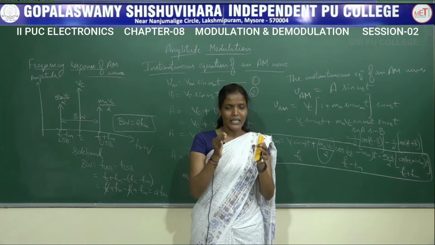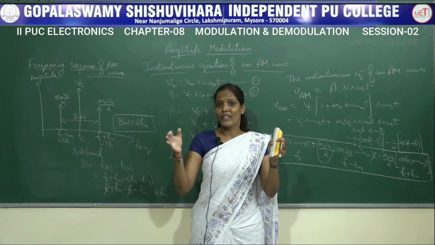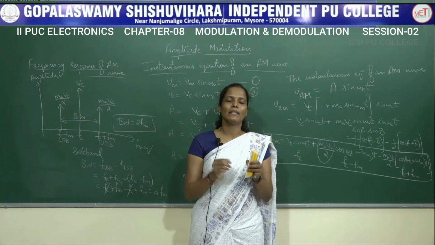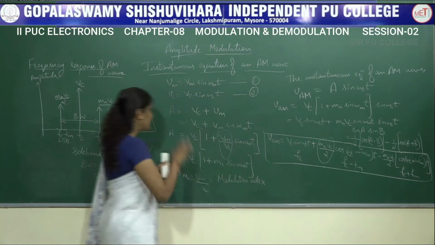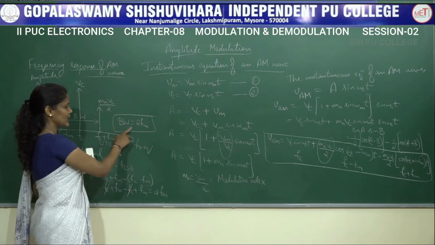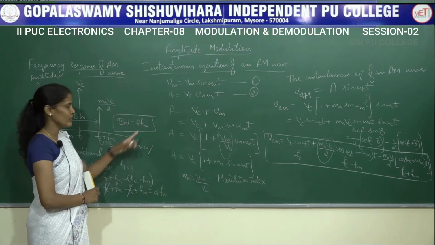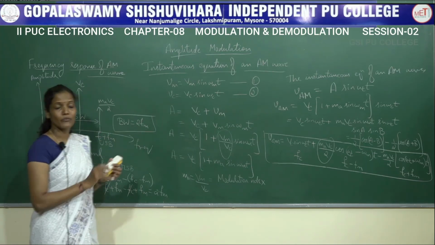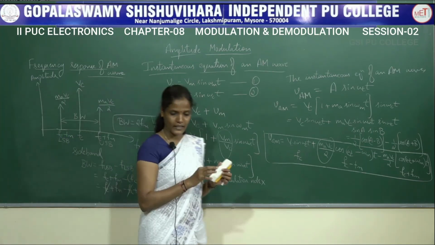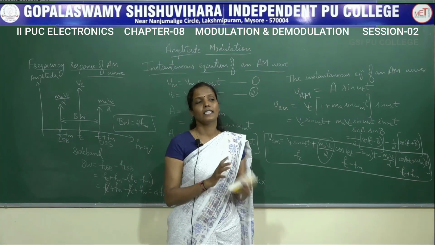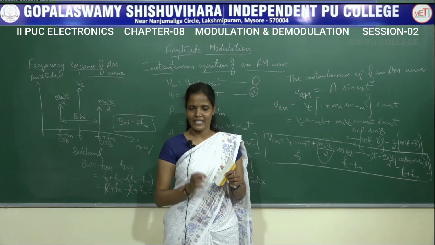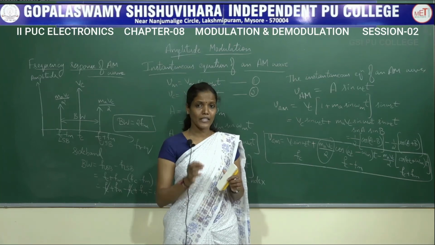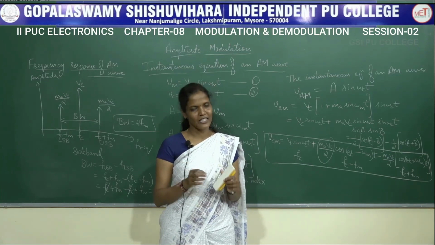So bandwidth, the maximum and the minimum frequency ranges which can be captured using a single device is called the bandwidth. So bandwidth in an amplitude modulated wave is equal to 2 times fm, where fm is nothing but the frequency of a modulating signal. So this is the derivation for the instantaneous equation of a modulated signal, that too amplitude modulation signal.